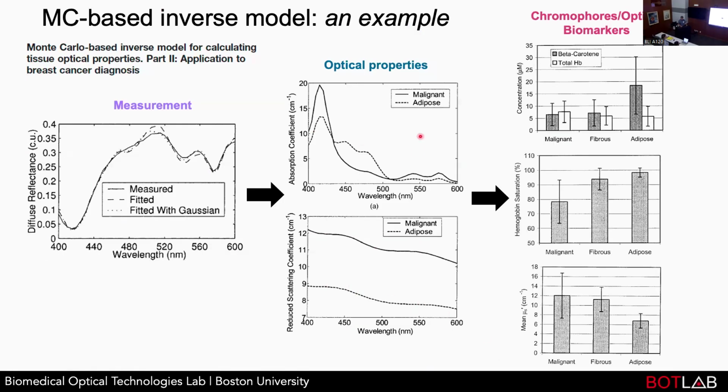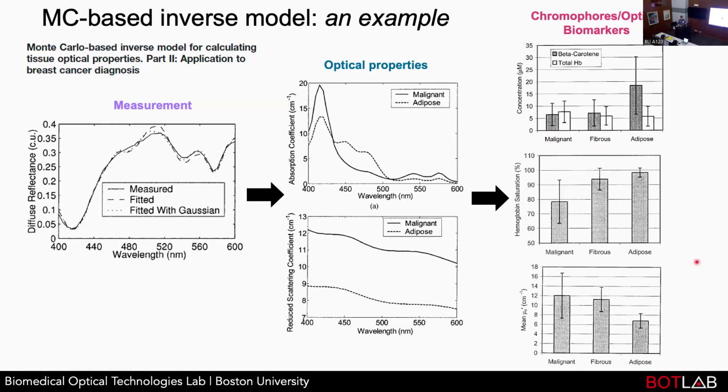And then they take these absorption coefficients and separate them out by malignant, fibrous, adipose tissue. Here you're looking at beta carotene and total hemoglobin. You can see, for example, the hemoglobin saturation is different for malignant tissue from fibrous from adipose tissue, right? So again, those are the biomarkers that they're using to help diagnose whether there's cancer or not in the measurement volume.